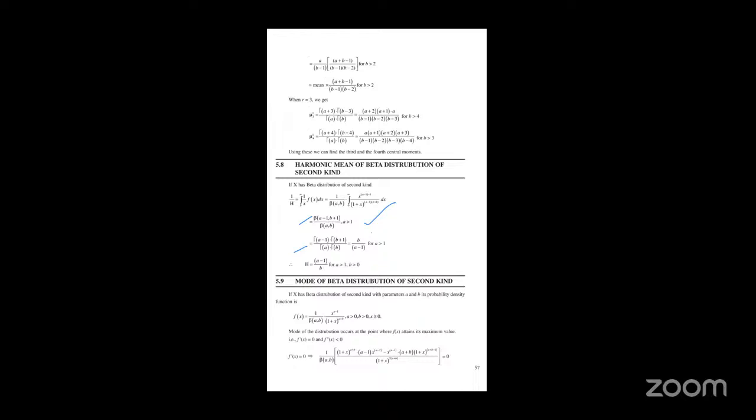Equals to, we can say B by A minus 1. So this is the harmonic mean of the beta distribution of the second kind. The harmonic mean of the beta distribution of the second kind is H equals A minus 1 by B, where A should be greater than 1 and B should be greater than 0.